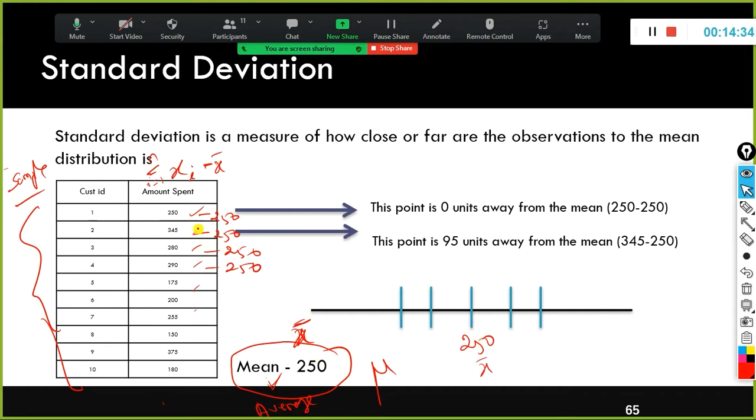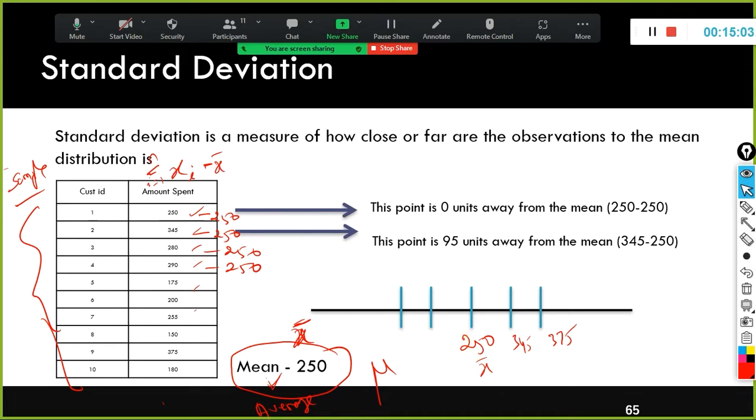The next value is 345. So 345 minus 250 is 95 units away from the mean. Let's say 345 is here. The next one is 375. Likewise, you need to subtract the mean from each and every value. So if you look at the second value, I repeat once again, this value 345 is 95 units away from my mean.